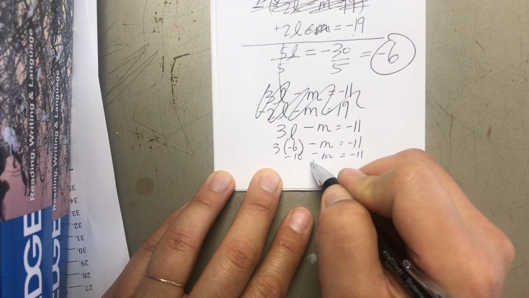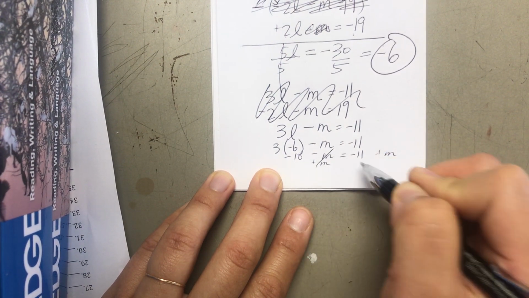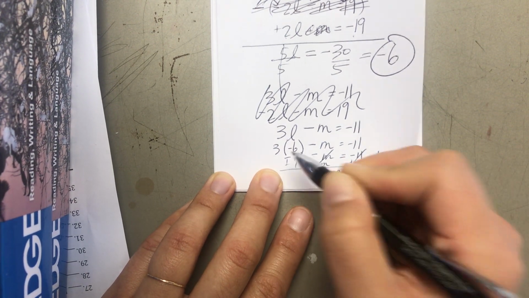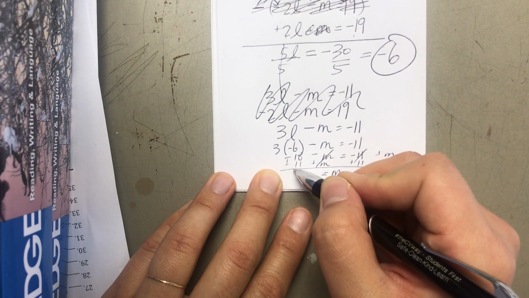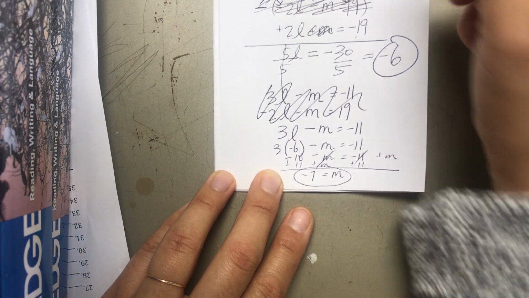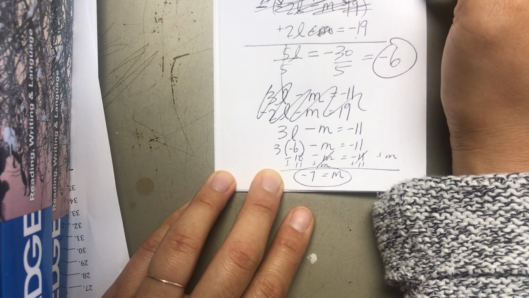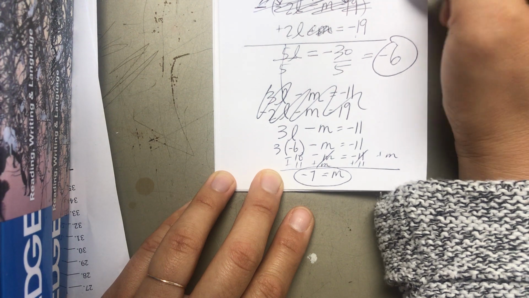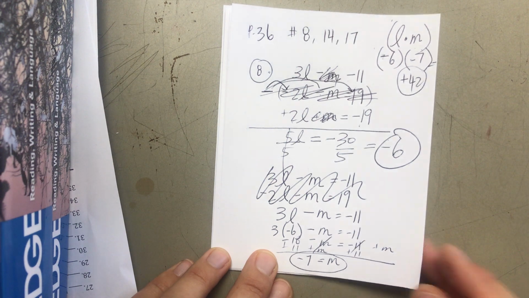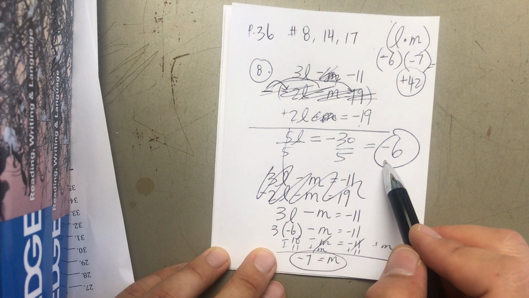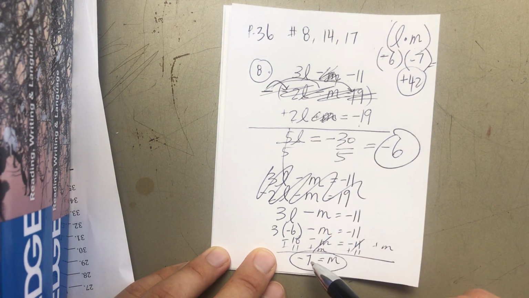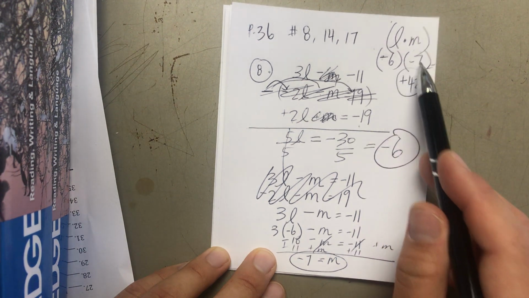I'm going to bring the M over this way, and that's going to cross out, and I'm going to bring the 11 over this way. So positive M is going to equal negative 18 plus 11, which is negative 7. Now we have our M, and we put that right over here. A negative times a negative is going to equal a positive 42. We plug that number back into any of the equations and you'll get negative 7. So negative 6 times negative 7 is positive 42.